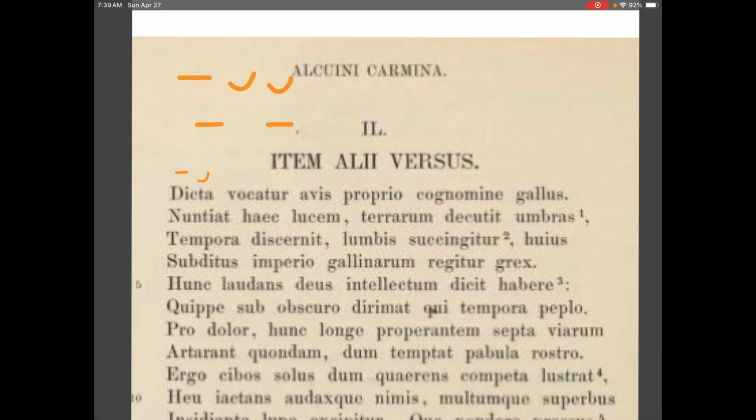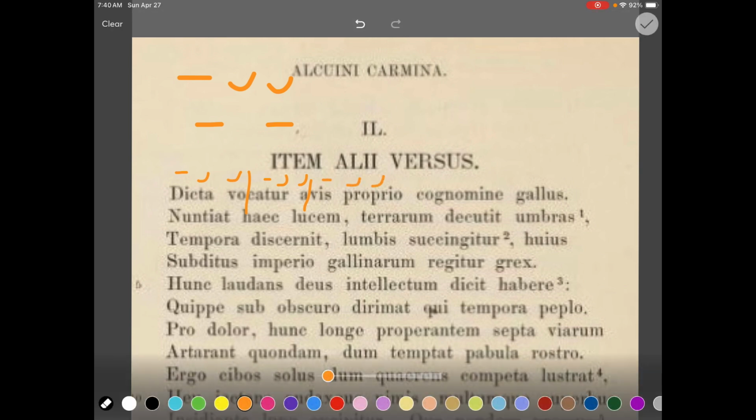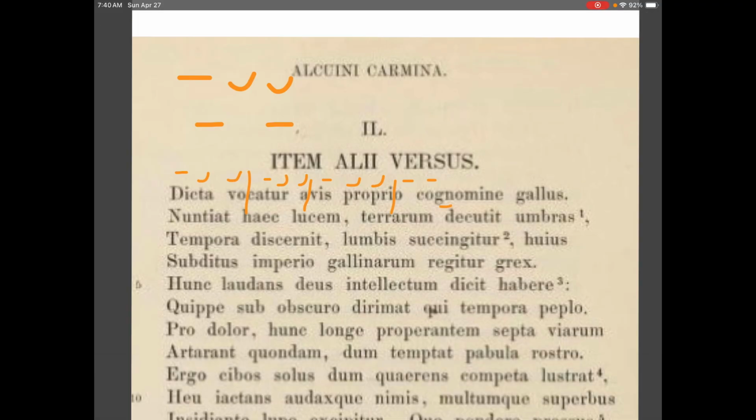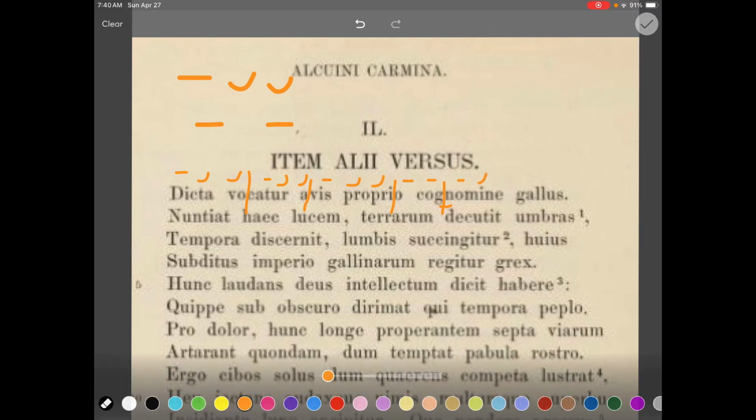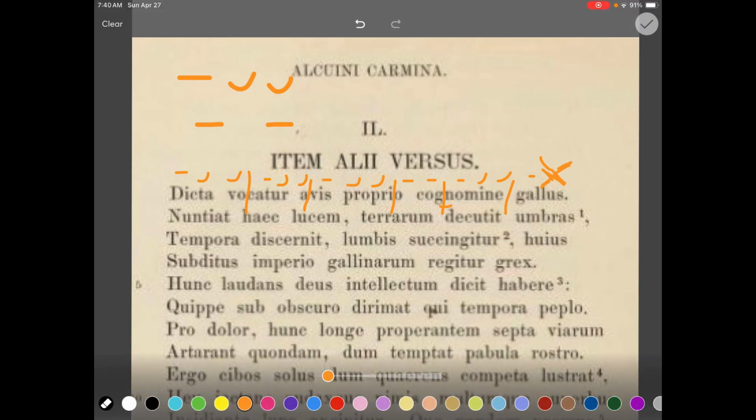Dic, ta, wo, first foot. Ka, tur, a, second foot. Wis, pro, pre, third foot. O, cog, and you can soften the G if you want to when you pronounce it. No, mi, ne, gal, us. The last syllable is usually called an anceps. It can be long or short. So the first line would sound something like this.